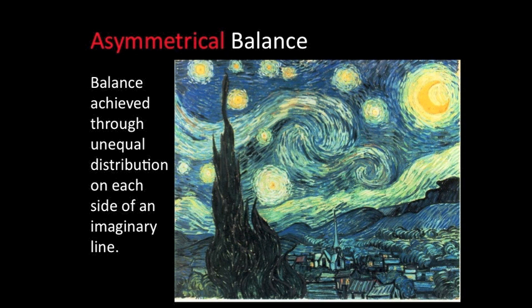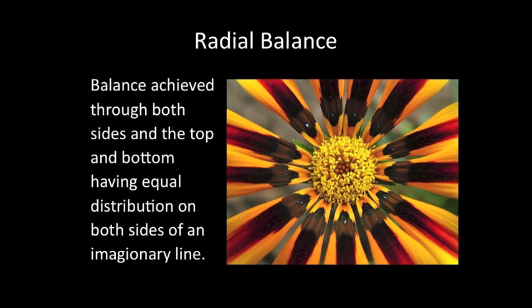The second kind of balance is called asymmetrical balance. If we did the exact same thing to this Van Gogh painting, we would only find that our balance is achieved through unequal distribution on each side of an imaginary line. Therefore, both sides are different. So we see in this painting this large black spire on one side and the moon on the other side, therefore not the same.